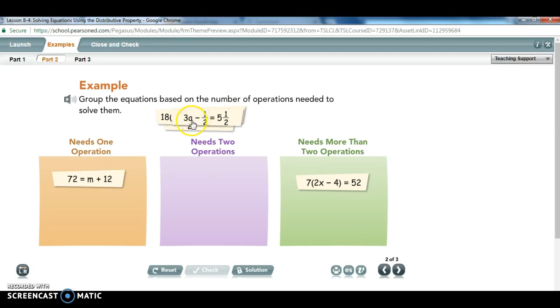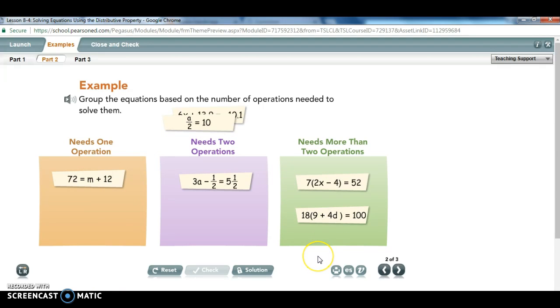When I look at this one, I can see that I would be adding a half, which would give me 3a, and then I would also need to divide, which is exactly 2 operations. What do you think this equation would fall under? If you said it needs more than 2 operations, you would be correct.